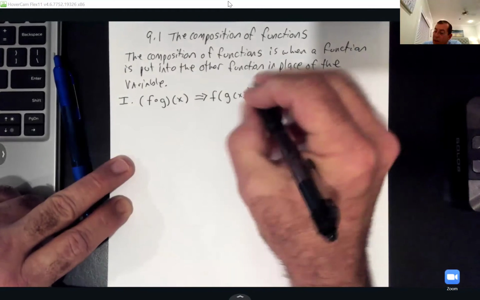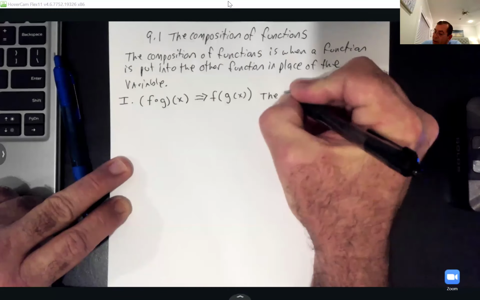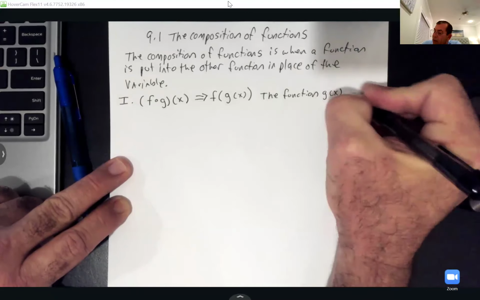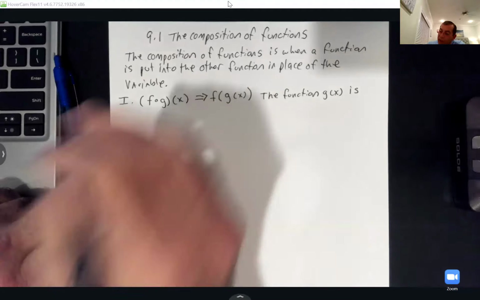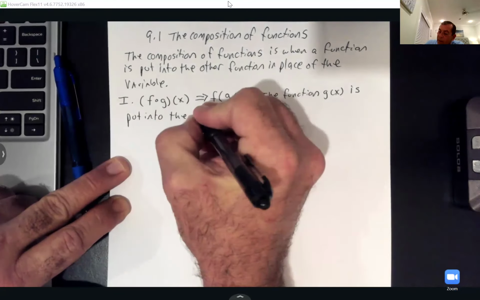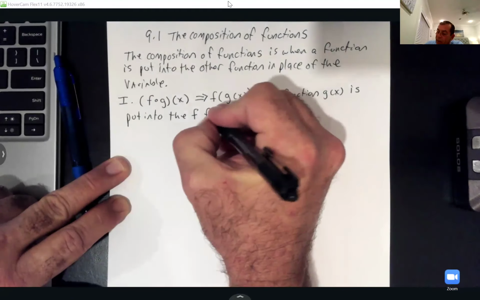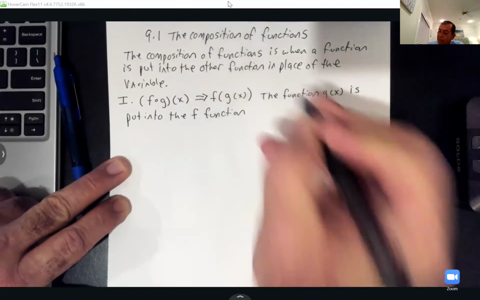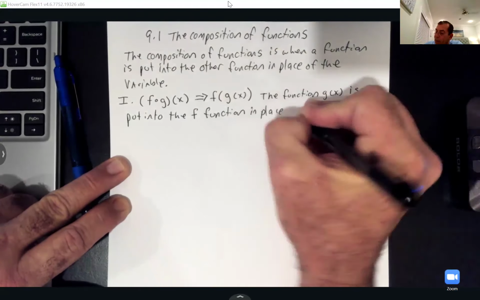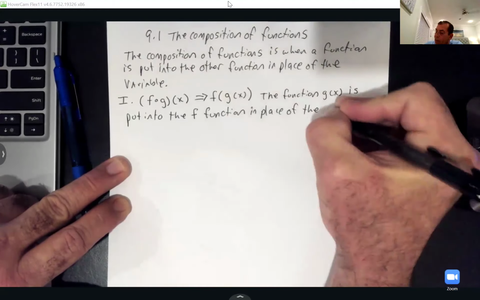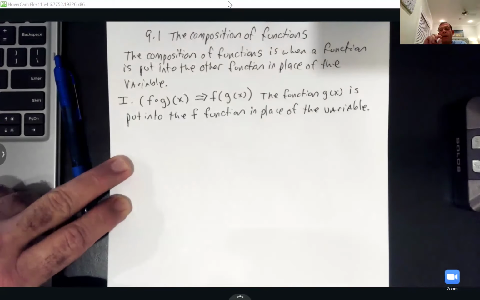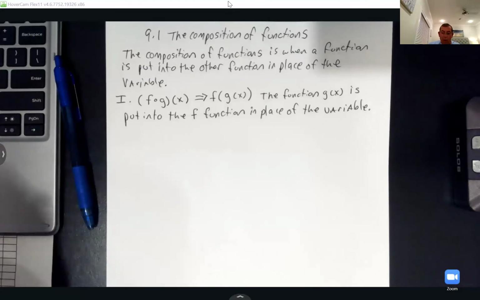So for this notation, the function g of x is put into the f function in place of the variable. And then y'all, they go the other way.